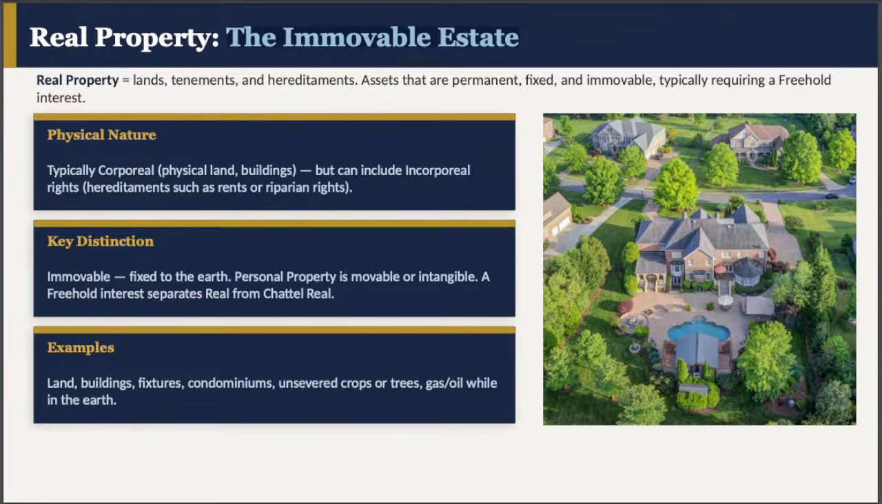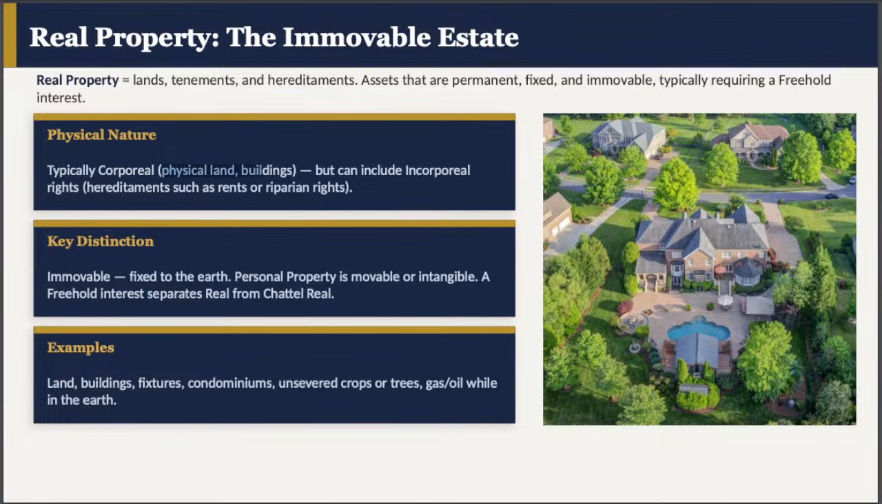The immovable estate. Real property is lands, tenements, and hereditaments. We'll see this language a lot. Assets that are permanent, fixed, and immovable, typically requiring a freehold interest. So the assets that are fixed and immovable will require a freehold interest. So let's look at this more deeply here. We have the physical nature.